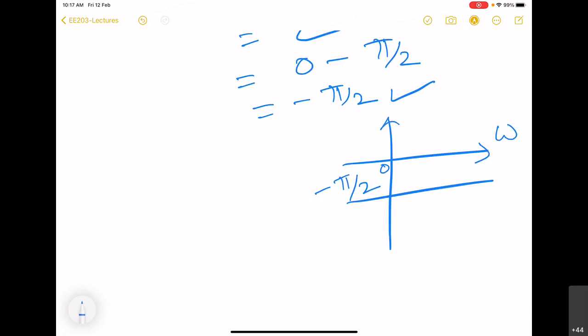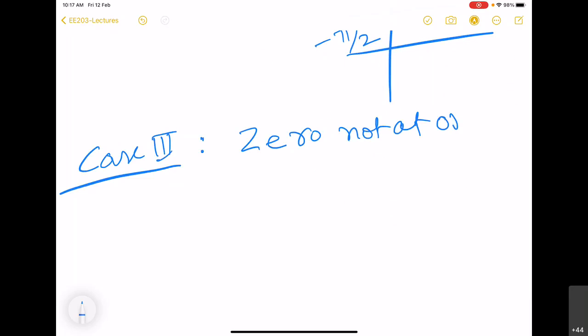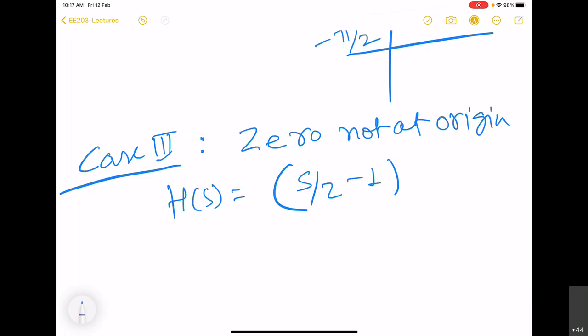So we have already seen a constant term and pole at origin and 0 at origin. Now let us take the most general case that we have encountered in the example that we started with. So that will be called as case of 0 not at origin. That means transfer function is of this form, s by z minus 1. So here you can see that 0 is at omega is equal to, rather s is equal to z.